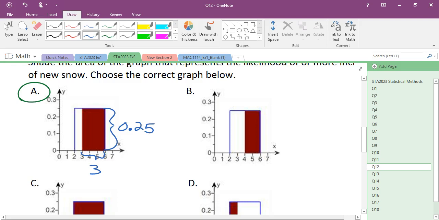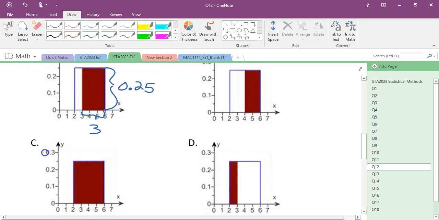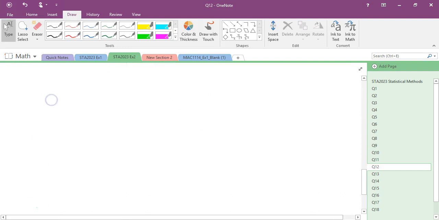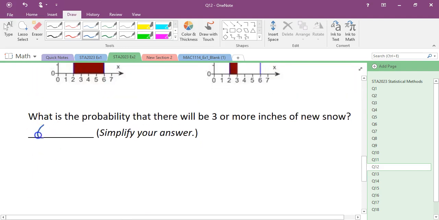So all we have to do is take these two pieces and multiply them together, because it's the area of a rectangle, and the area of a rectangle is just length times width. And what do we get when we take 3 times 0.25? 0.75 is our probability.